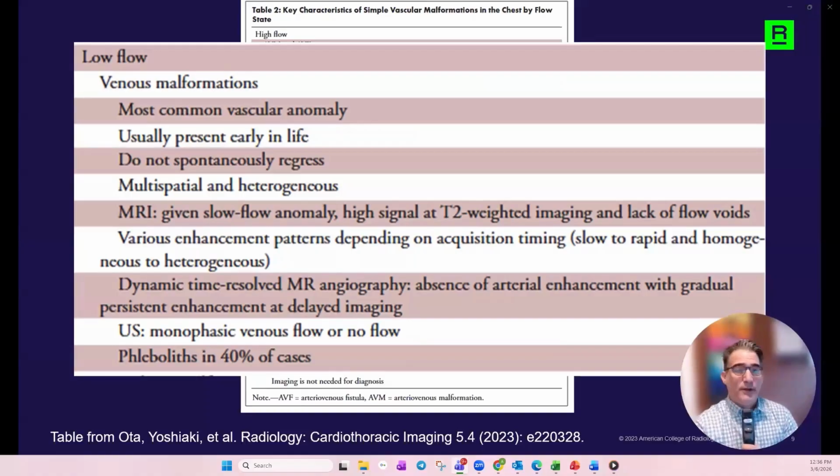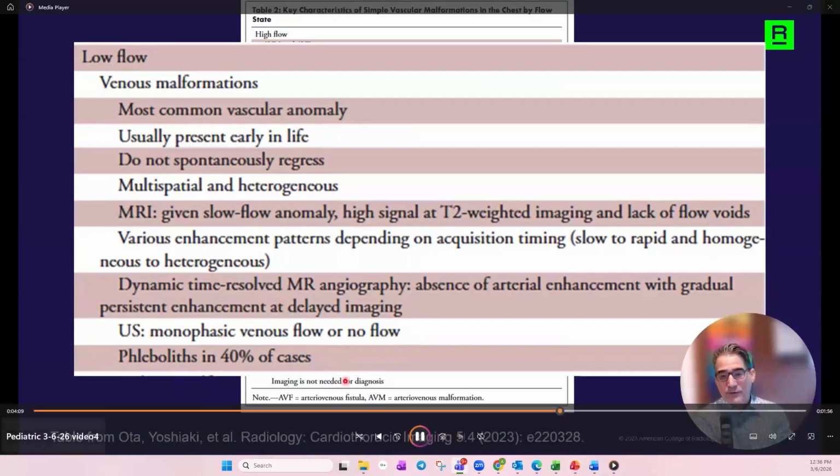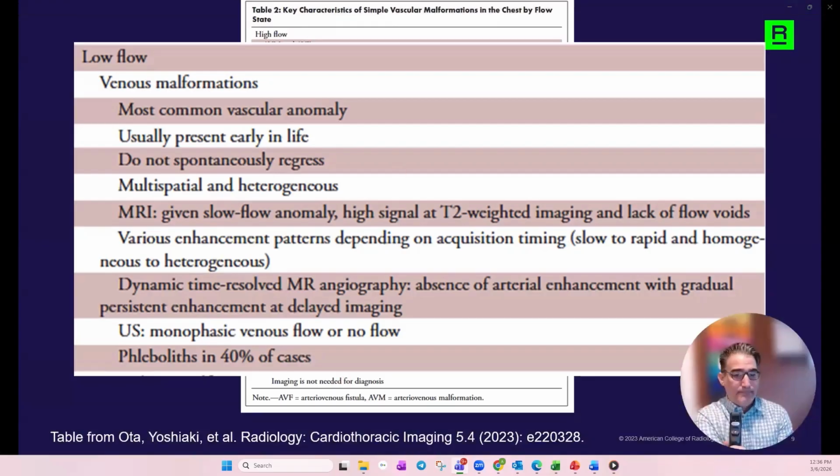This is the most common vascular anomaly. Usually present early in life. They do not spontaneously regress. If we had an MRI, we would be looking for a slow flow anomaly with high signal with various enhancement patterns. If it was a dynamic time resolved MRA, there would be absence of arterial enhancement and gradual persistent enhancement on delayed imaging. And there are phleboliths, in our case, which help secure our diagnosis. In 40% of the cases, phleboliths are present, along with that large draining vein.